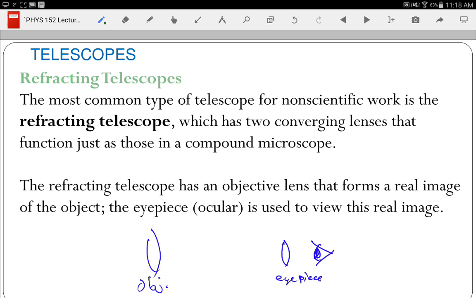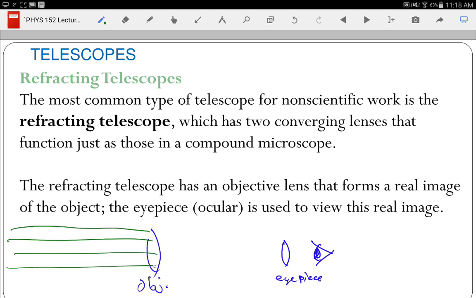Go ahead, Sally. Well, if it's really far, then it's like the object is infinitely far away. So we have parallel rays, and where does that form an image? At the focal point. So these are going to come together at the focal point of the objective. That's supposed to be an O.